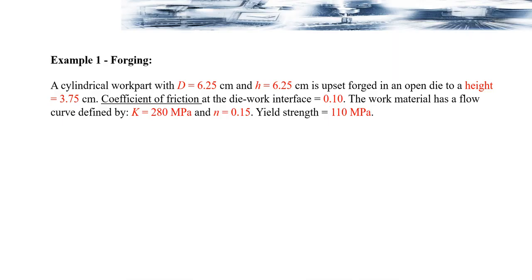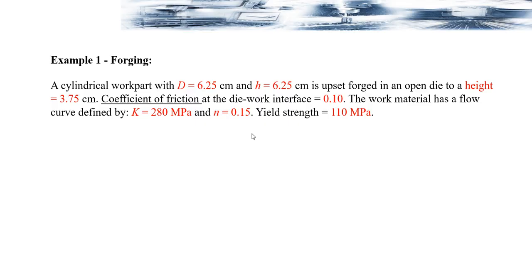I use this PowerPoint for my tutorial for this subject. You can see that we have a cylindrical work part with a 6.25 centimeter diameter. The height is 6.25 centimeters. That means 62.5 and 62.5 millimeters. Upset forge in open die to the height of 37.5 millimeters. We have a coefficient of friction of 0.1. The work material has a curve defined by K of 280 megapascal and n of 0.15.